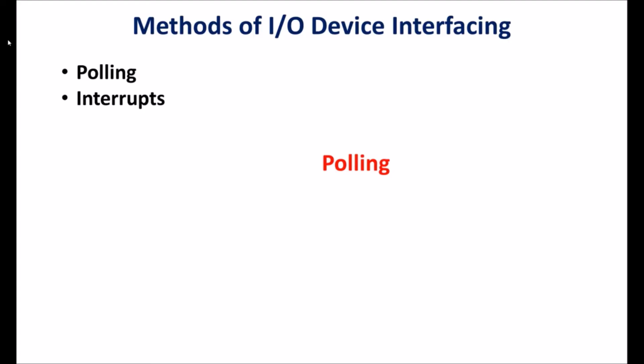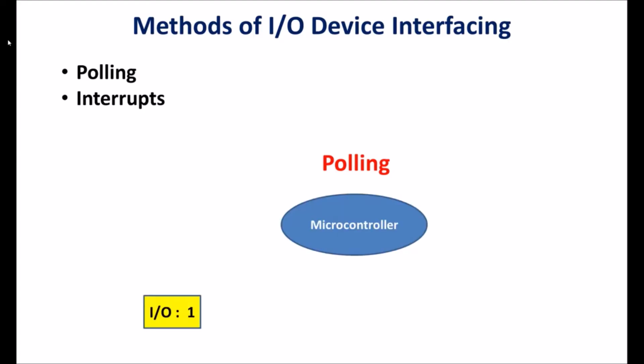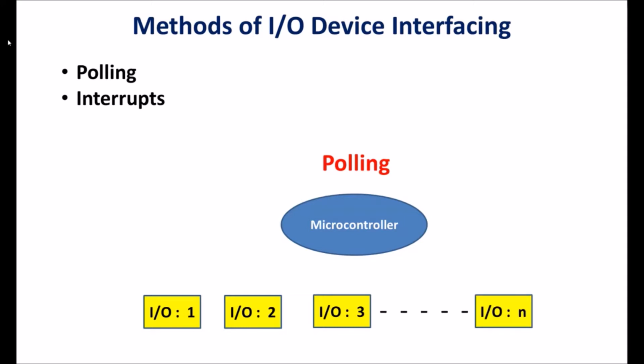In polling method, when we want to interface IO devices to microcontroller, suppose these are IO device 1, 2, 3 and n number of IO devices, then every time microcontroller has to check whether device is ready or not. So here first it is checking the first IO device. If it wants a service from microcontroller, then microcontroller will provide a service to this IO device. That means it executes service routine or program written for this IO device.